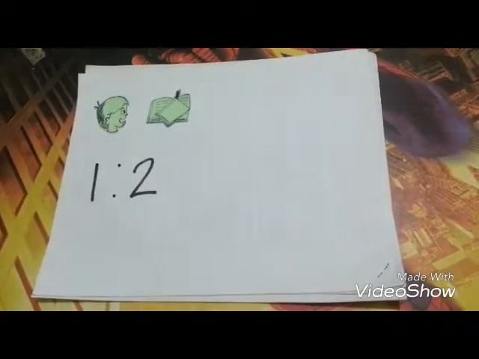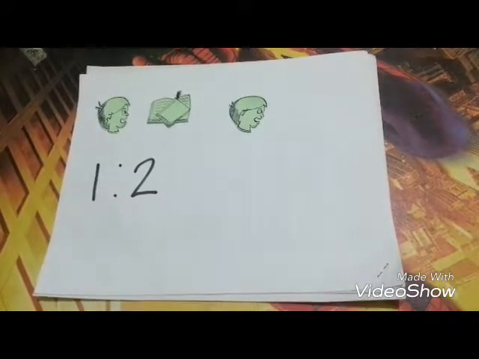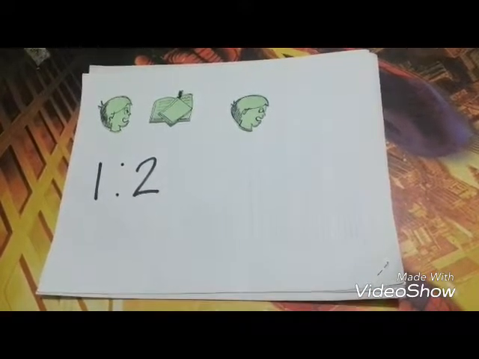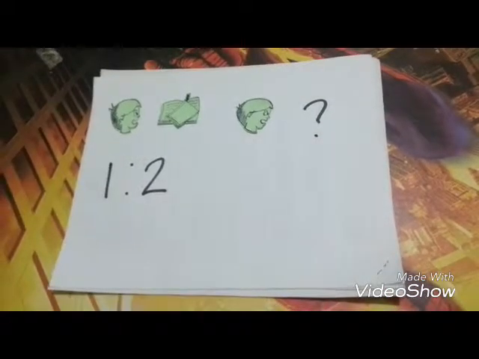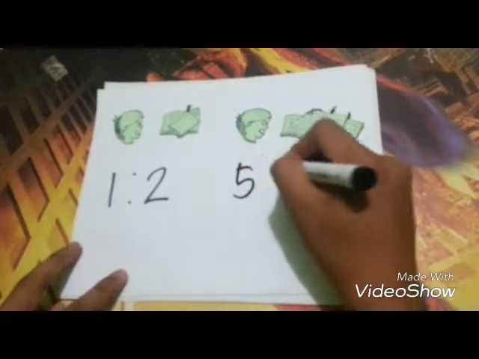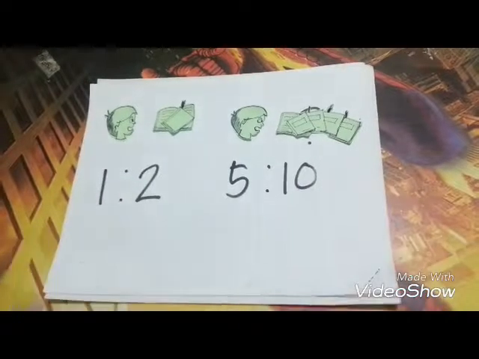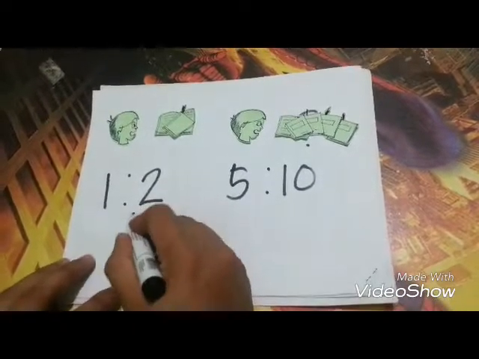But what if I can read books at the same rate in 10 days? How many books can I read in 10 days? Well, if I can read one book in 2 days, then in 10 days, I can read 5 books, so that the ratio would be 5:10. Can you see what we have here? Those are equivalent ratios.